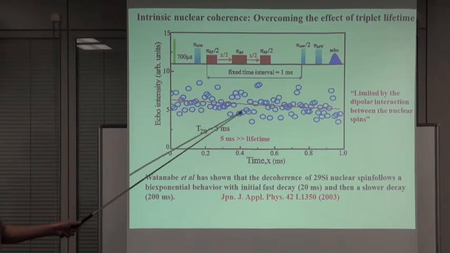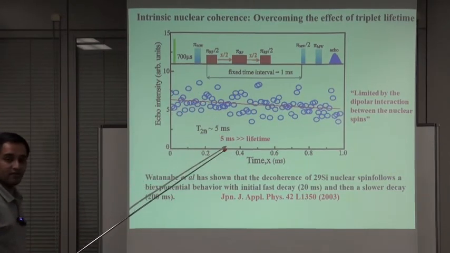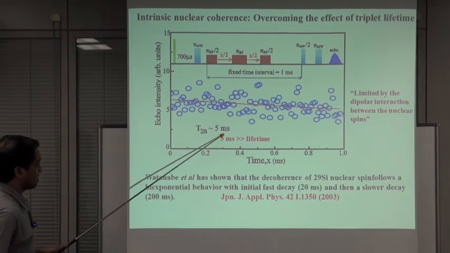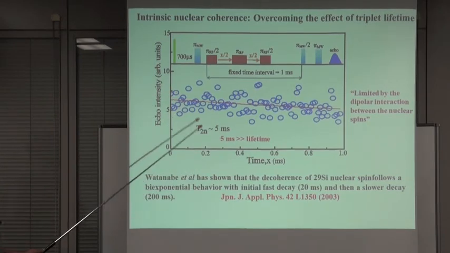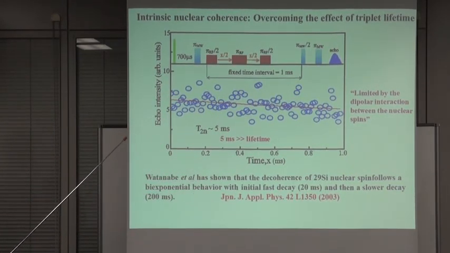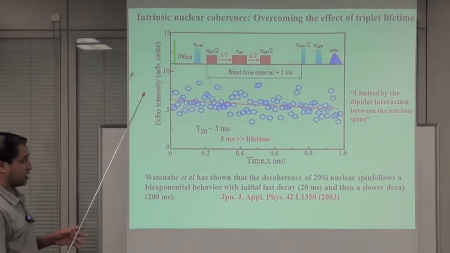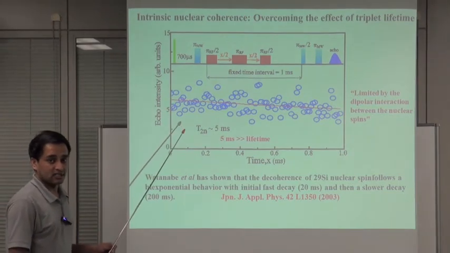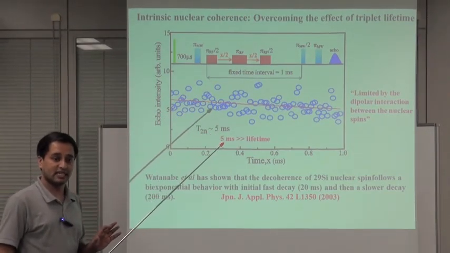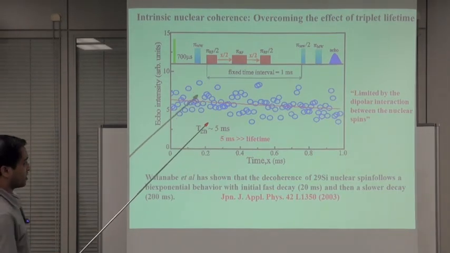When we fit this red line, it gives a time constant of nearly 5 milliseconds, with large uncertainty. But the thing to focus on is that 5 milliseconds is much greater than the lifetime of the triplets, which in the previous slide I showed was nearly 0.87 milliseconds for the nuclear coherence time. Now we are getting nearly 5 milliseconds of coherence time.